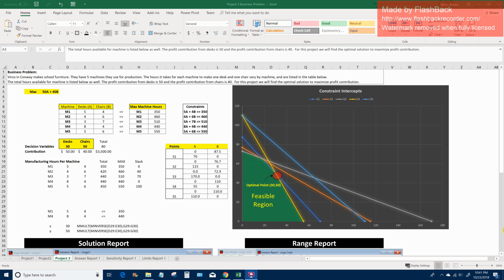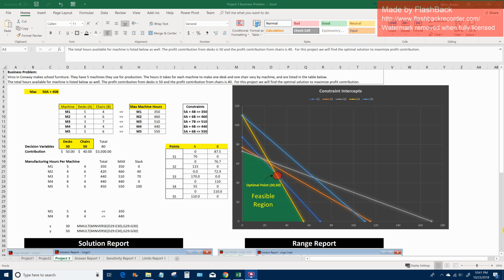Anyway, we went ahead and made this problem that they have 5 machines they use for production. These machines can make both desks and chairs, but some machines are better at making desks. They can make more desks than chairs, and some machines can make more chairs than desks in a given hour. They also have different max machine hours that they can run, so they can only run for so many hours. And so these are basically going to serve as our constraints.